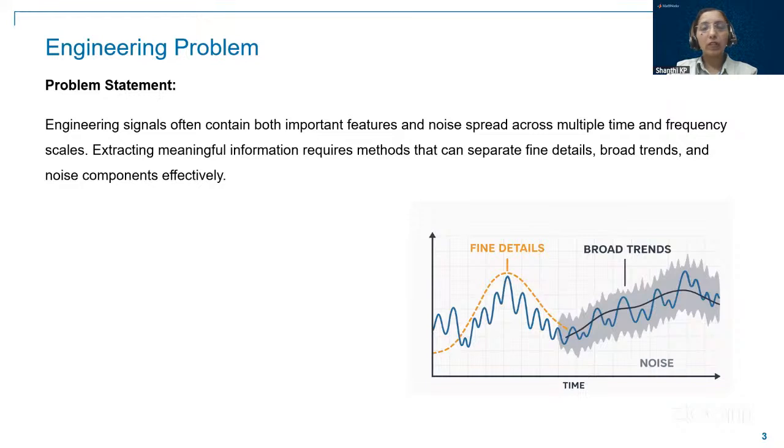So to start with, we have an engineering problem here. The central question is, in many engineering applications, signals contain important features as well as noise, both of which are distributed across a wide range of, say, time and frequency scales. Extracting meaningful information from such signals requires the ability to distinguish between fine details, broad trends, and noise components, as you can see in this figure.